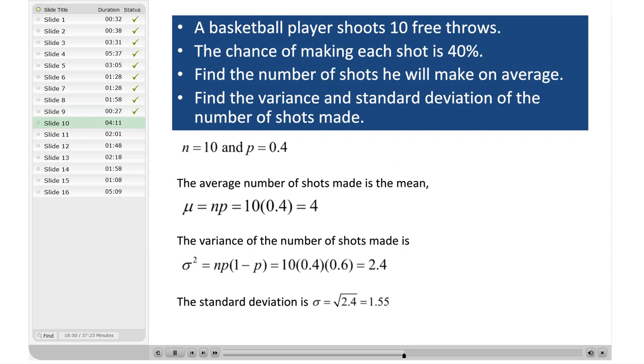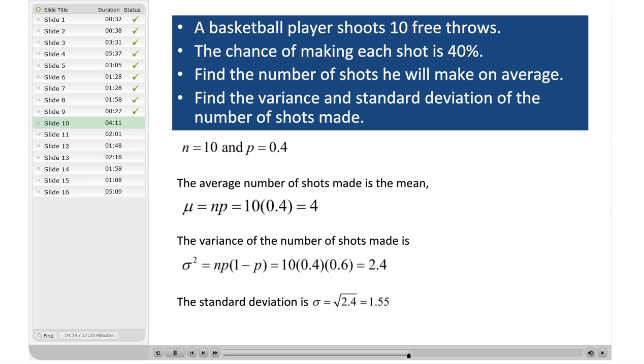Alright, so we're going to return to our basketball example where a player is shooting 10 free throws, and they have a 40% chance of making each one. The first question asked in this problem is, find the number of shots that this player will make on average. Now, the average is the same thing as the mean. So we're just going to take mu equals np, and we recall that n is 10 and p is 0.4, so 10 times 0.4 is 4.